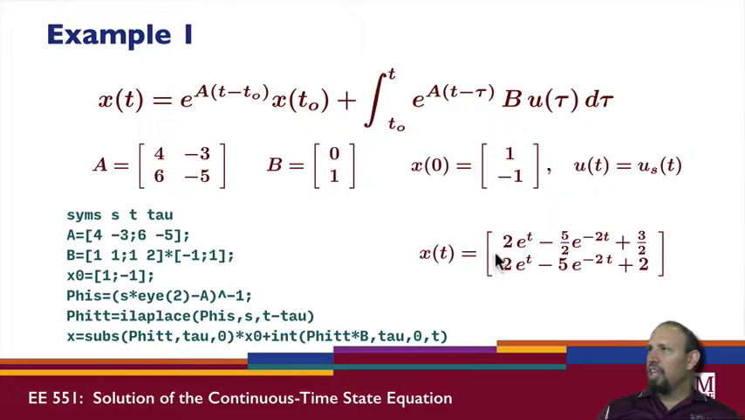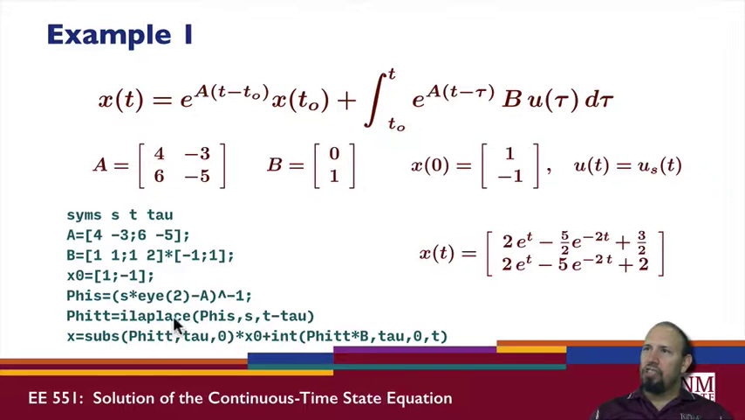This solution is just a column. There are just two elements. They're functions of time, fairly complicated functions of time. But this is what the solution looks like, x of t, that satisfies the differential equation with this forcing term and this initial condition. So this is what it looks like. This is how the computation works.